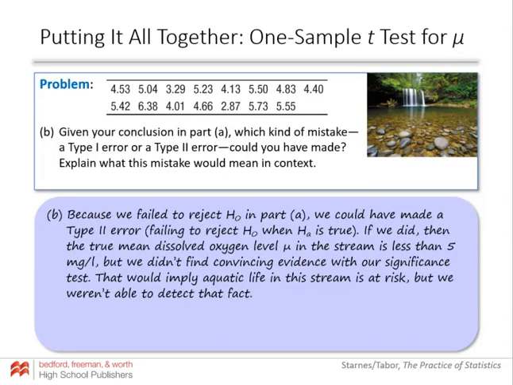All right, this second question, what kind of mistake could we have made? And what would that mean in context? We failed to reject. Okay, so the option that we have here is potentially making a type 2 error, which would be if I fail to reject when I shouldn't, when the alternate hypothesis is actually true. So if I fail to reject, that means that I think that the oxygen level in the stream is okay. It's at least 5, but it's really less than, and I wouldn't be able to detect this, so that could be dangerous for anything that lives in that stream.